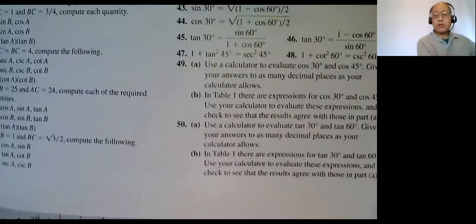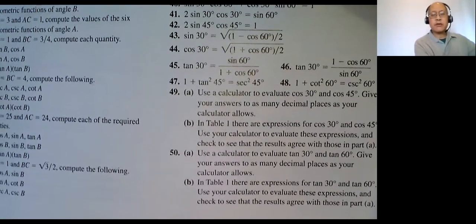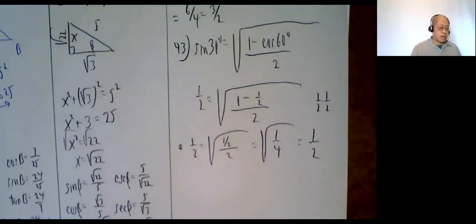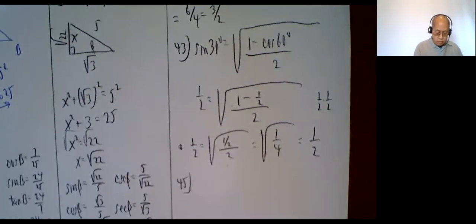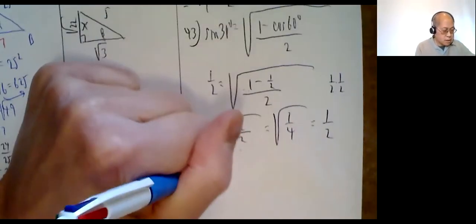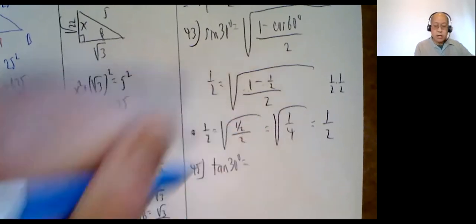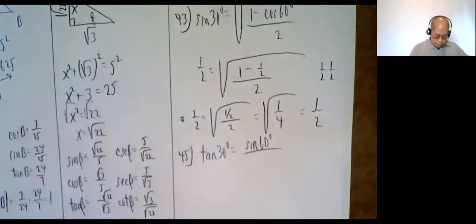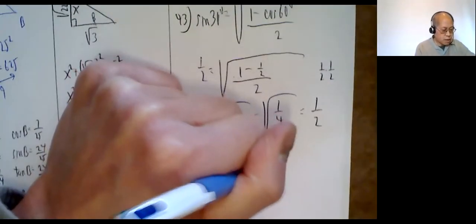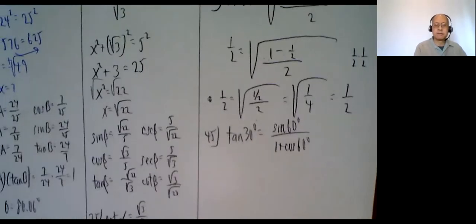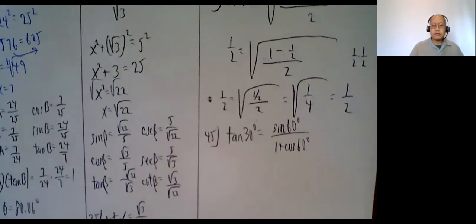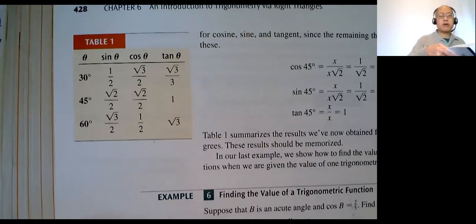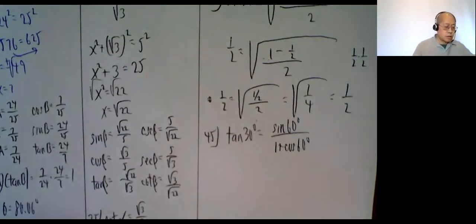Okay, and then maybe the last one, 45, it's a little bit clumsy. Tangent of 30 degrees is sine of 60 degrees over 1 plus cosine of 60 degrees. And that'll be it. 45. Show that tangent of 30 is sine of 60 degrees over 1 plus cosine 60 degrees. Okay, so tangent of 30 degrees is radical 3 over 3. So the left side's done.